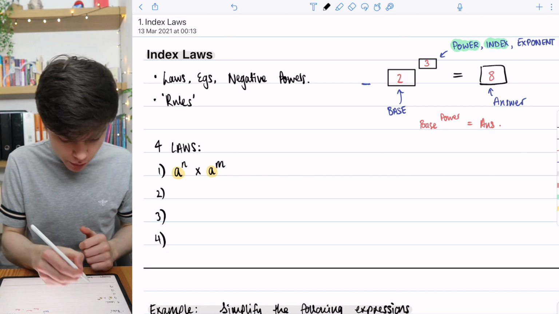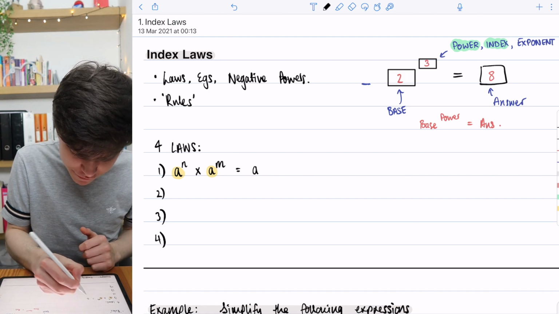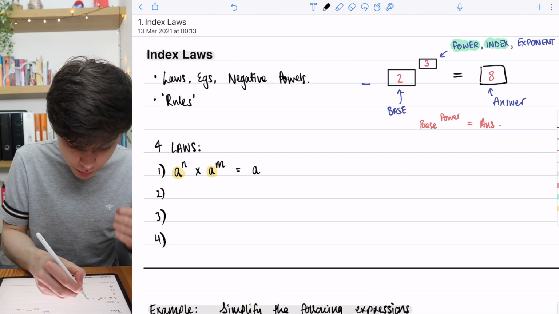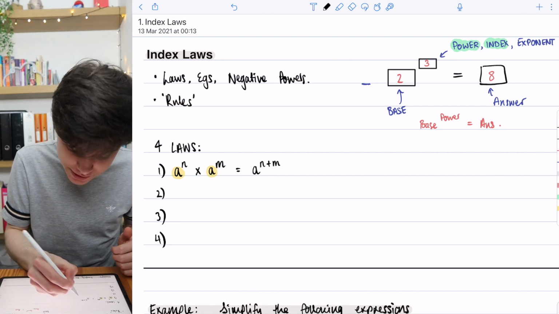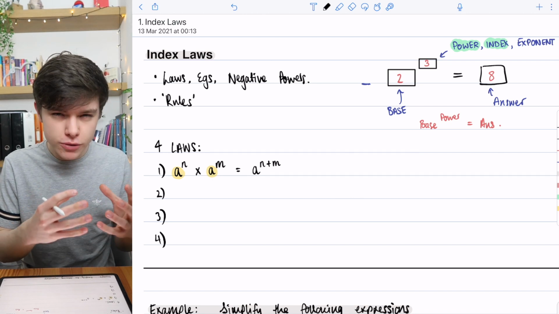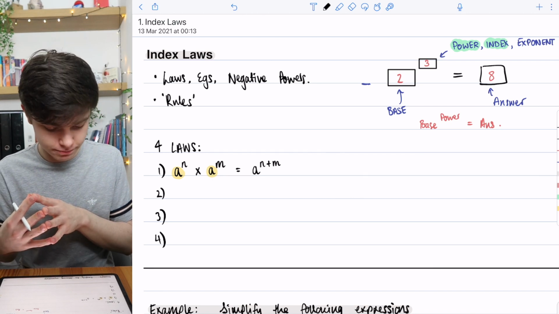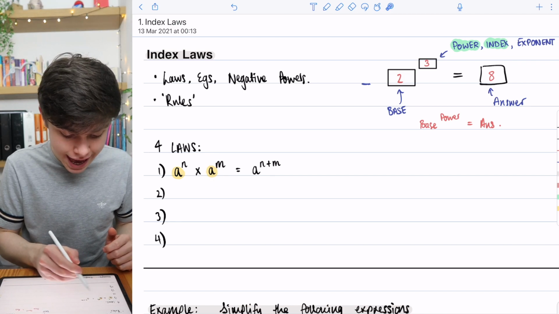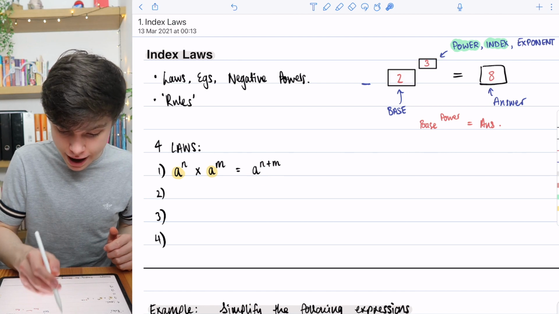When we have that, what we can do is simplify, bring them into one base, and collect the powers by adding them together. So when we multiply, we add the powers. The base stays the same because the base is just a, and we add the powers.